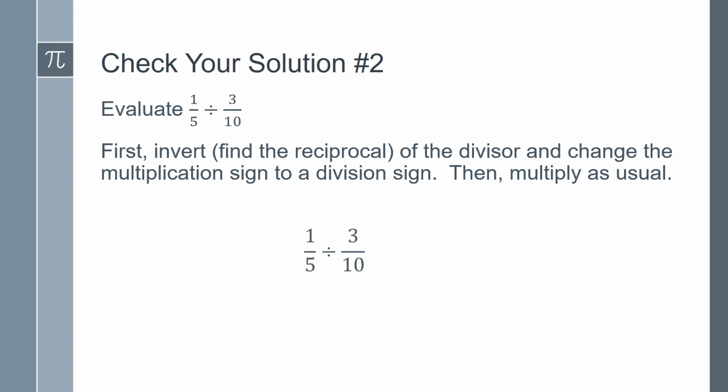So 1/5 divided by 3/10 becomes 1/5 times 10/3. We can cross-reduce the 5 and the 10, and then we find that the answer is 2/3. So 1/5 divided by 3/10 equals 2/3.